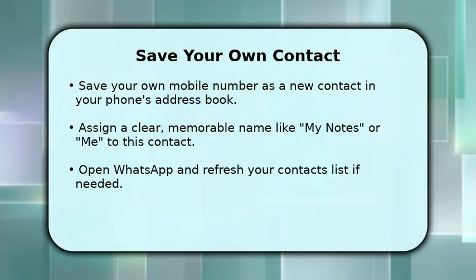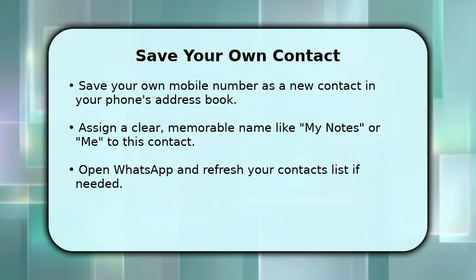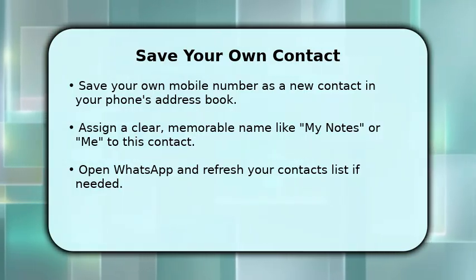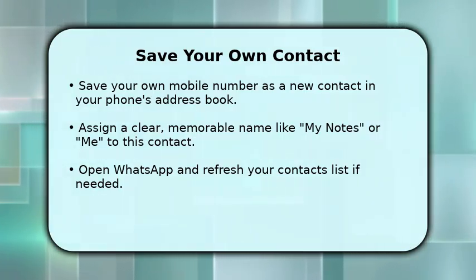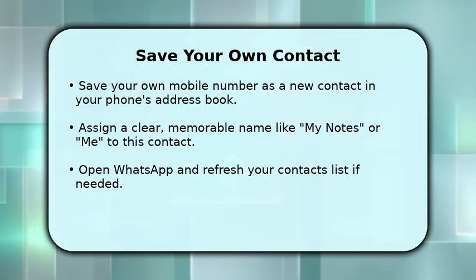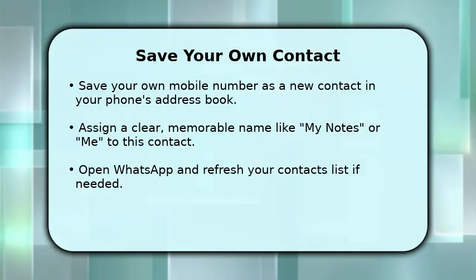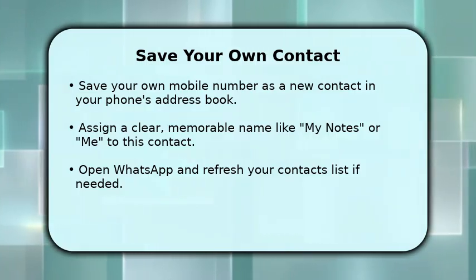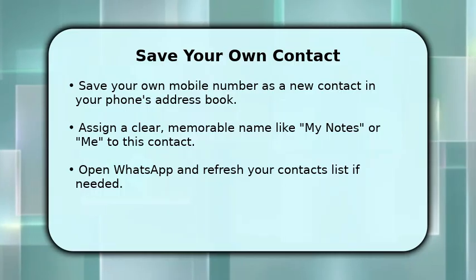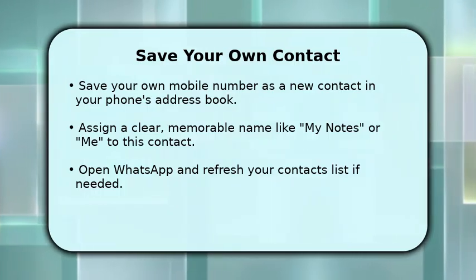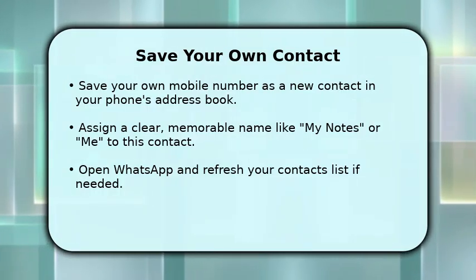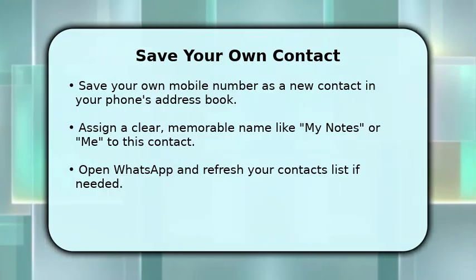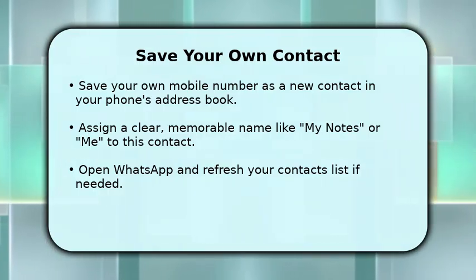Another straightforward way to text yourself is by saving your own number as a contact. Simply go to your phone's Contacts app and create a new entry for yourself. Give it an easy-to-find name, perhaps My WhatsApp Notes or just Me. Once saved, open WhatsApp, navigate to your contacts, and search for the name you just assigned. You can then start a chat with yourself, just like any other contact, in less than 1 minute.